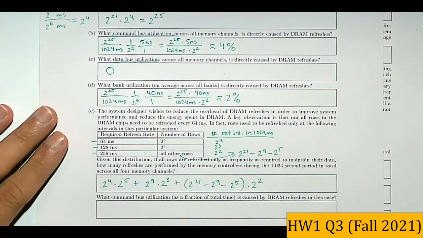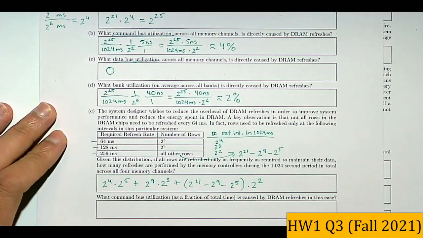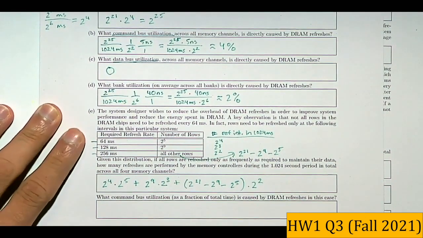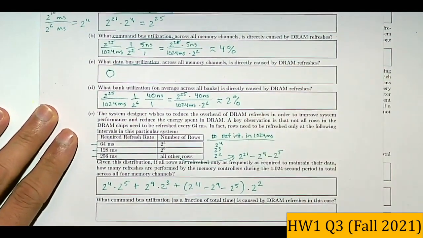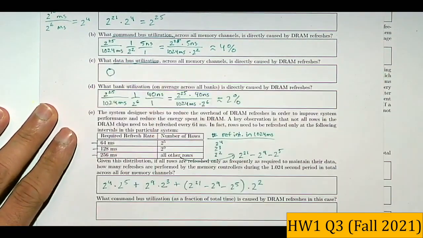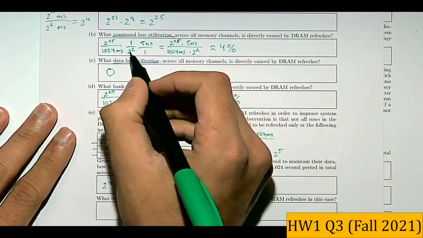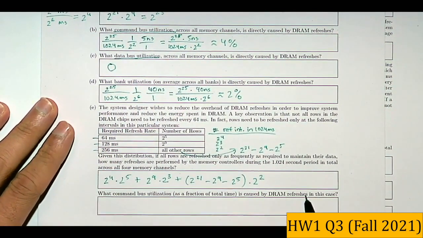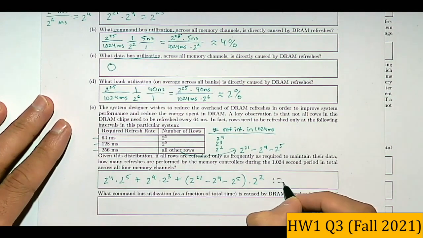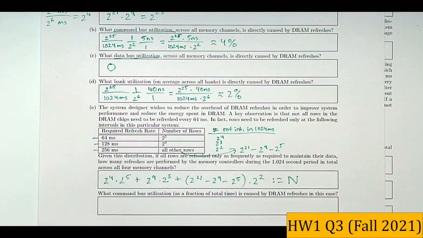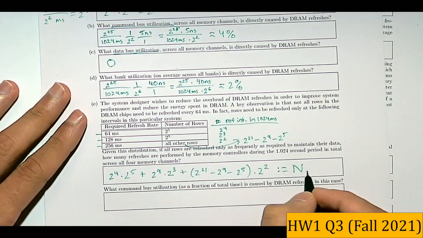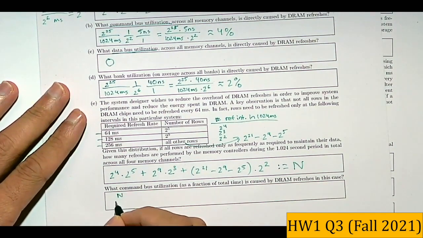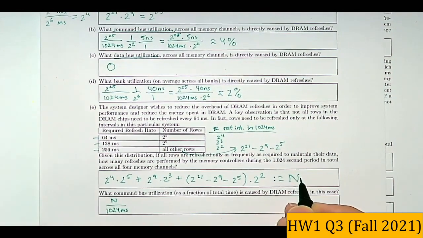Okay, so the next part is the command bus utilization. This computation is basically exactly the same as the one up here, except instead of 2 to the 25 refreshes per channel, we essentially have a different value. Instead of writing this repeatedly, I'm just going to define this as a variable n, which makes this a little bit easier. So we have n refresh operations happening per 1024 milliseconds, where we computed n in this part.